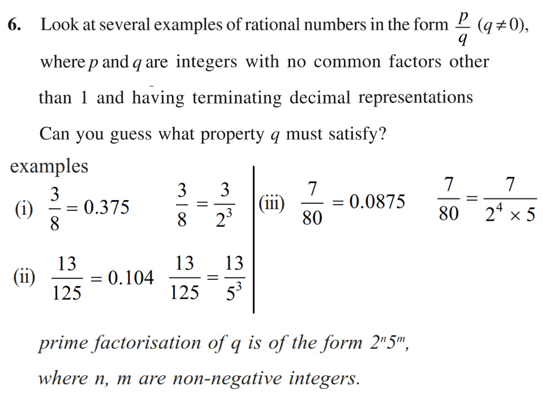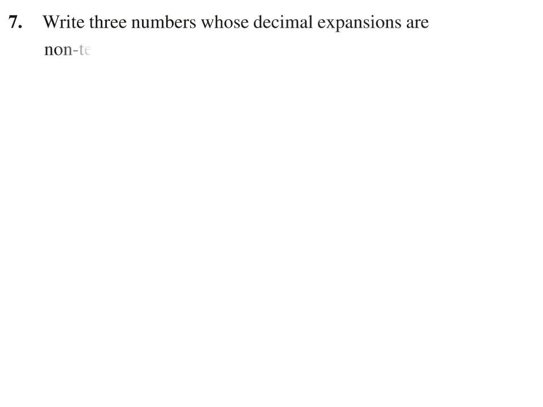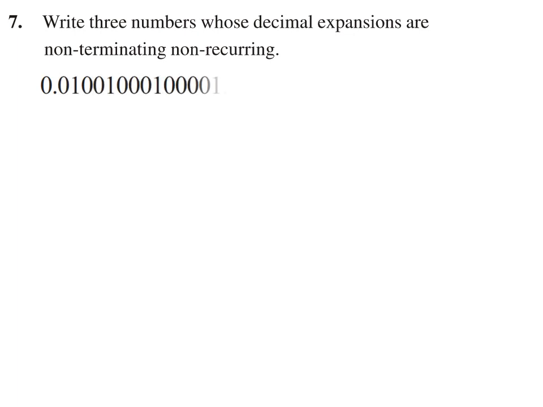Now moving towards the next question. Question 7.1: Write three numbers whose decimal expansions are non-terminating, non-recurring. So we have to write three irrational numbers. We can write any numbers, but you have to know the pattern. It is non-terminating and non-recurring. So my first number is 0.0100100001000001 up to infinity. This is my first number.